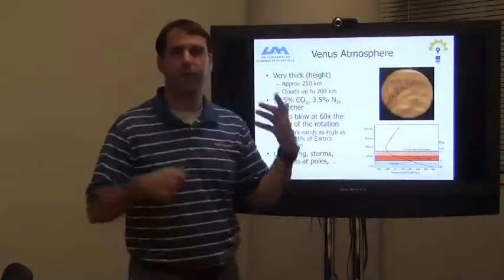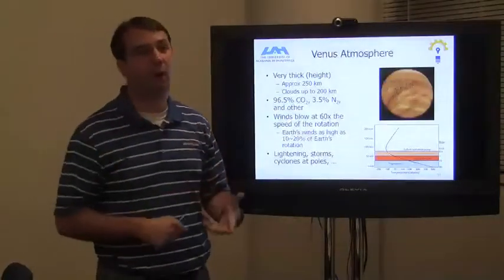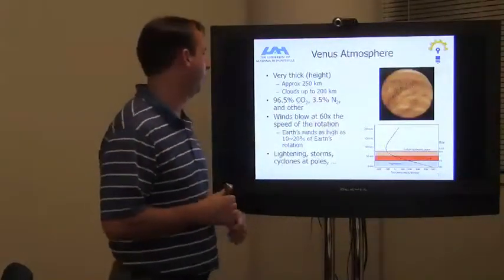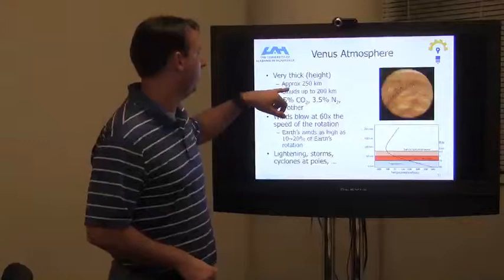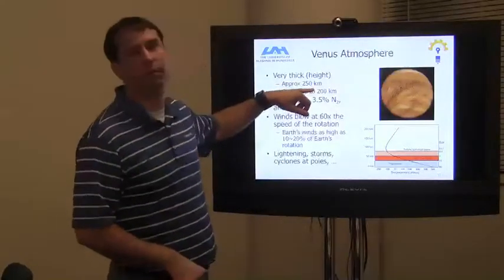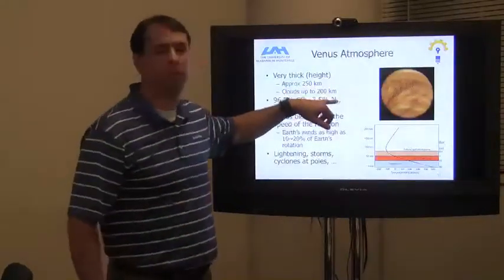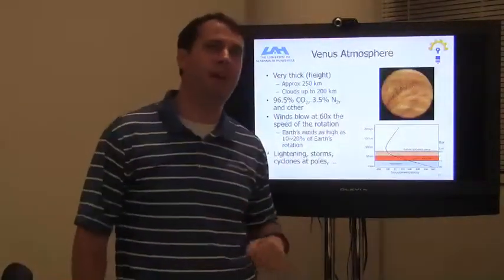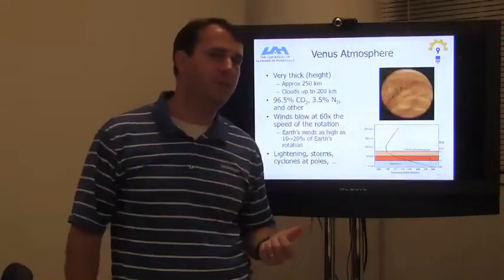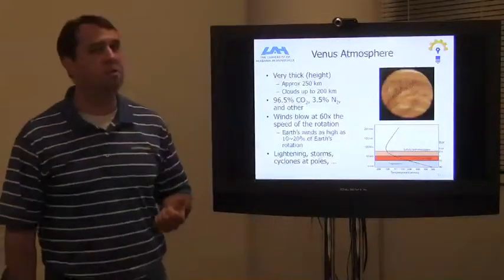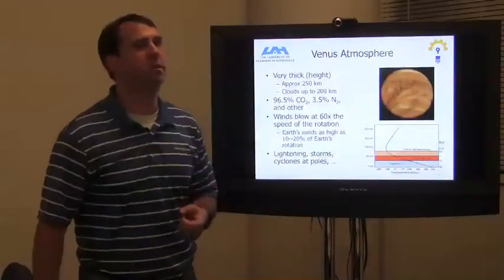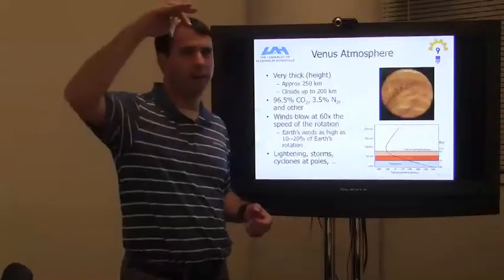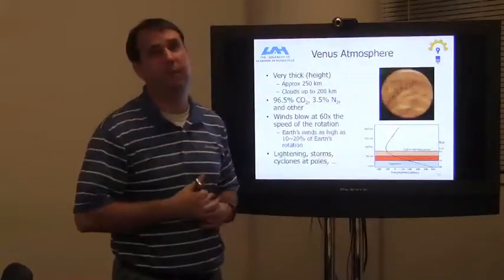The atmosphere of Venus is a really thick atmosphere. Just to give you a reference, Earth's atmosphere is approximately 250 kilometers up. The clouds go up to 200 kilometers. The cloud deck on Earth, the highest clouds that we have might be 15 kilometers. Most of Earth's atmosphere, 70 or 80% of it, is below 11 kilometers.